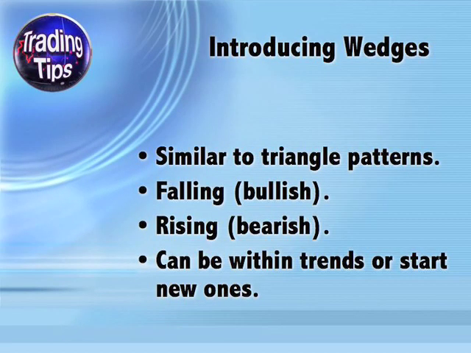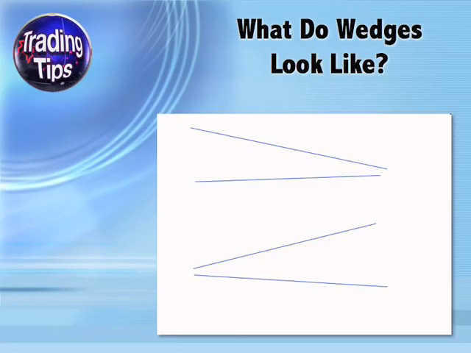What are wedge patterns? Well, they're similar to triangle patterns in that they're marked by narrowing price ranges. There are two types of wedge patterns: falling wedges and rising wedges. These patterns work the opposite of the way you probably think they would. Falling wedges are bullish, while rising wedges are bearish. And finally, wedges are somewhat unique in that they can either occur within trends as continuation patterns or be the start of new trends.